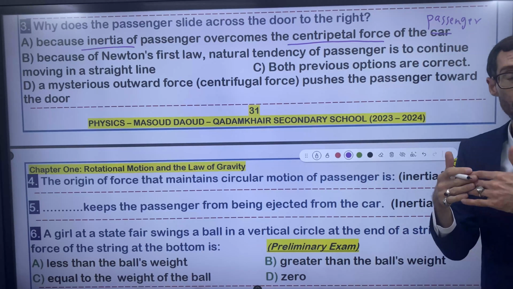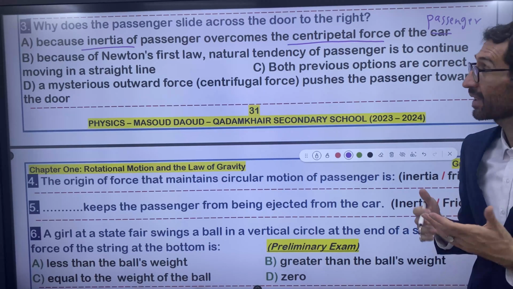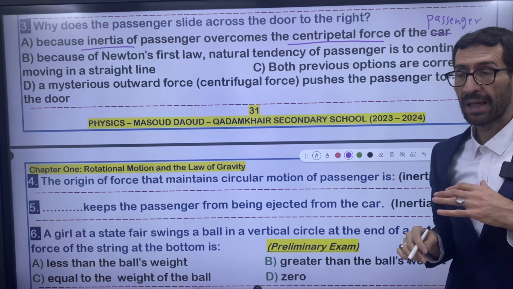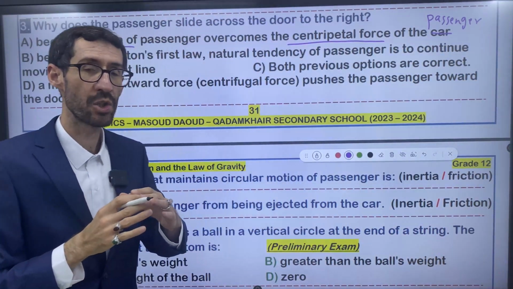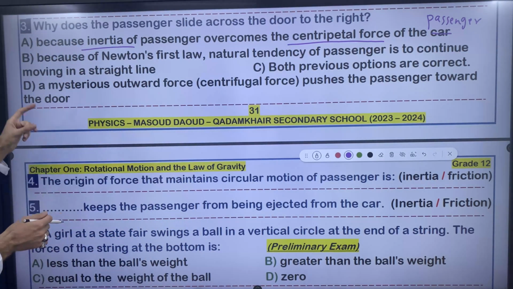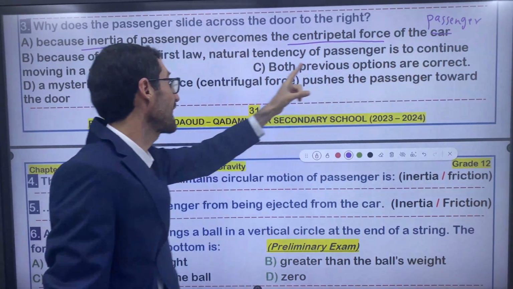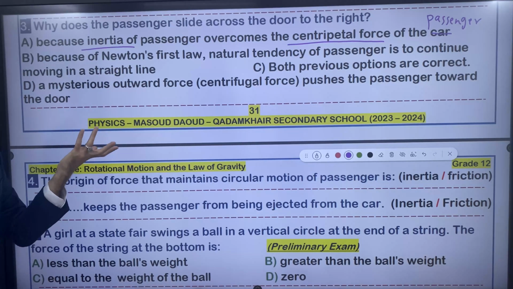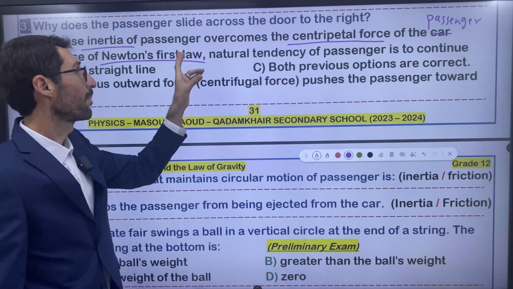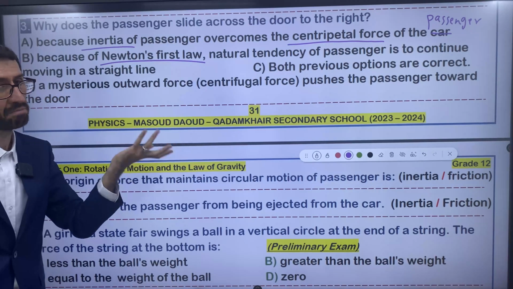It's true. Inertia controls the situation. Inertia wins the race, right? Because centripetal force or frictional force here is not enough to keep the passenger in a circular track. That's why inertia controls the situation. B, because of Newton's first law, natural tendency of passenger is to continue moving in a straight line. True, nice. It's true.